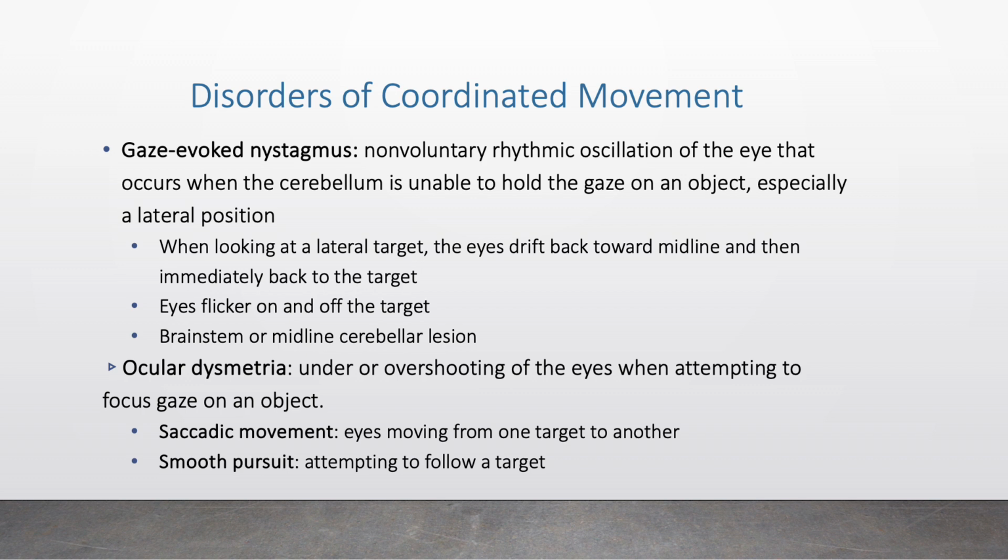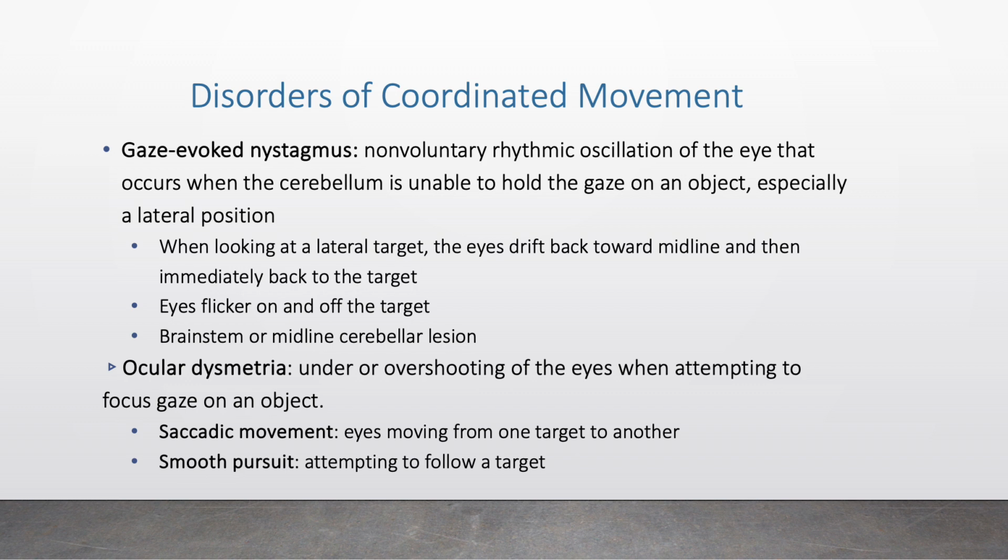Ocular dysmetria involves inability to accurately focus the eyes on a target, resulting in under or overshooting a target. This condition is often associated with cerebellar dysfunction, which plays a role in coordinating eye movements. Saccadic movements are rapid eye movements that shift the gaze from one target to another. Smooth pursuit is controlled eye movements used to track and follow a moving target.